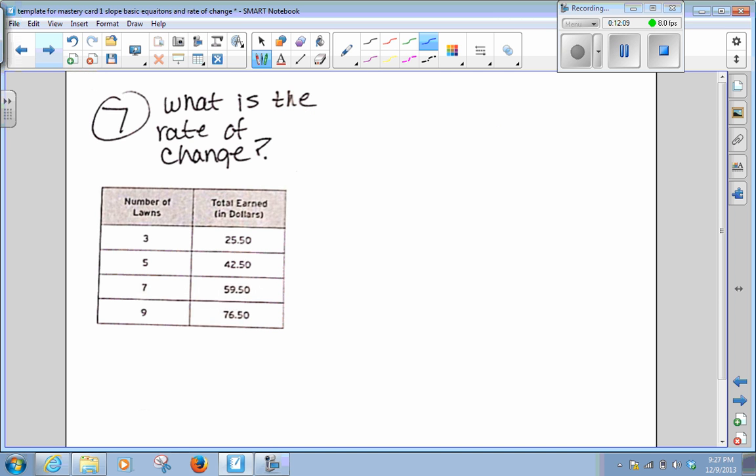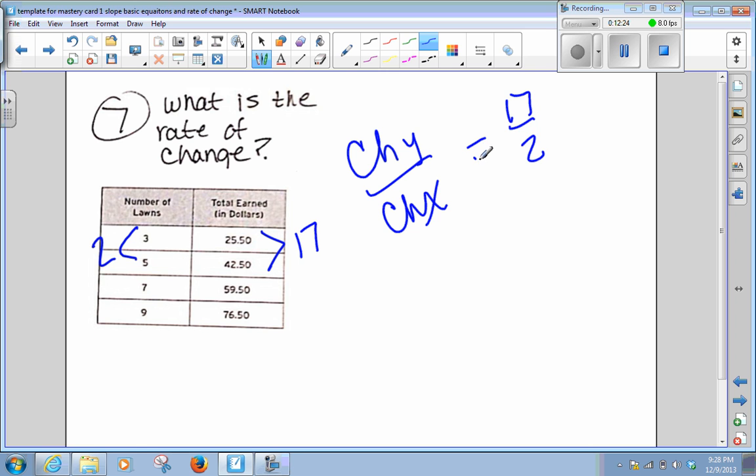Number 7, again, what is the rate of change? So I need my change in Y over my change in X. I'm going to go up 17. This one goes up by 2. So that means it's going to be 17 over 2, which simplifies. You can actually leave it as a 17 over 2 if you leave it as a fraction. Or if you took it a step farther and divided, I would count it either way. 17 divided by 2 is 8.5. So I would actually accept either answer. I would take 17 over 2 as a fraction because that's in simplest form, or I would take an 8.5. Either one is just fine.